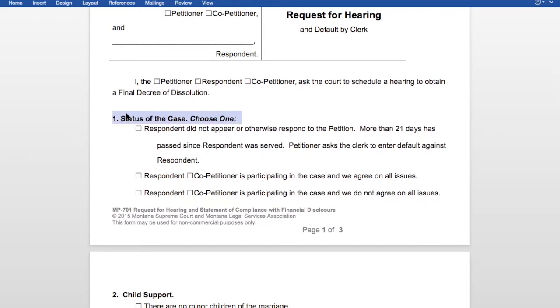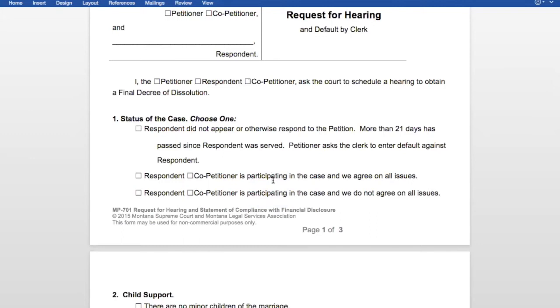Part 1 of this form asks for the status of the case. This part of the form is essentially asking if the respondent responded to the petition, and if they did, if both parties agree on all the issues or do not agree on all the issues. If you did receive a response, or if you are the respondent, then you will indicate that the respondent is participating and whether or not the two of you agree on everything.